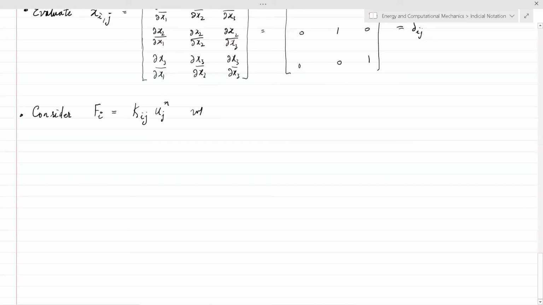Let's consider now this example. Say I have f_i equals x_ij, u_j to the exponent n. So I want to find out what this derivative is. What is the derivative of f_i with respect to u_j? That's not very hard. I'll take the derivative of this first, right? And then times u_j to the n, plus the derivative of this term times that. And so then I'll go through that.